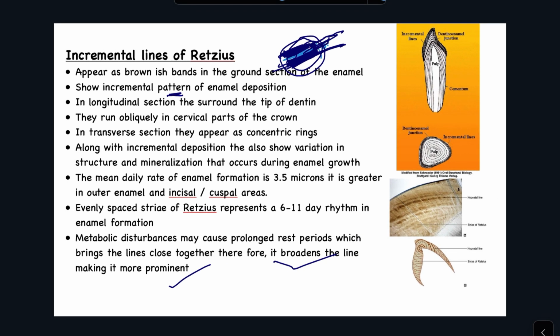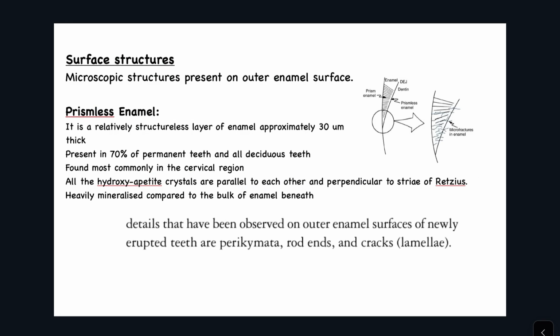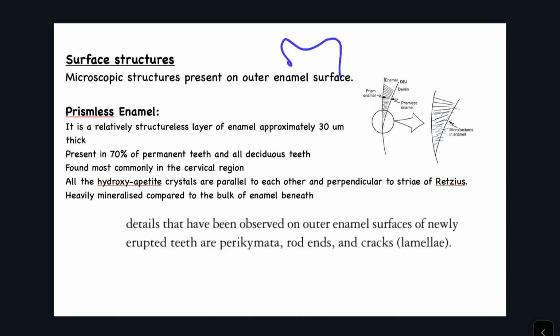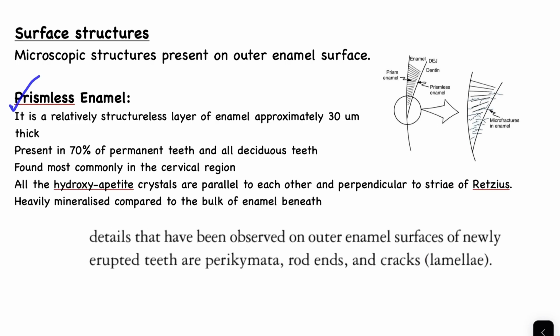All right. Now moving on to the surface structures of enamel. What are surface structures? These are the microscopic structures present on the outer enamel. So if I took a tooth and I looked at it using a microscope, I'll see these structures. So what is the first structure? First structure is prismless enamel.